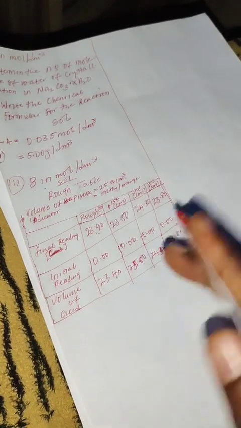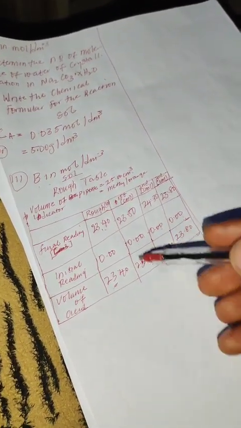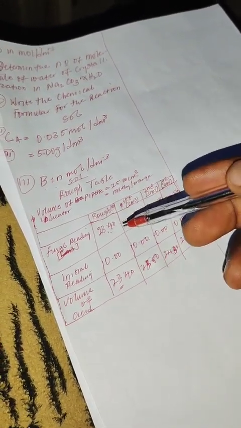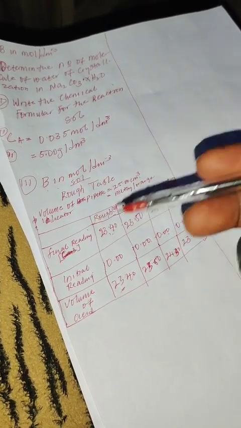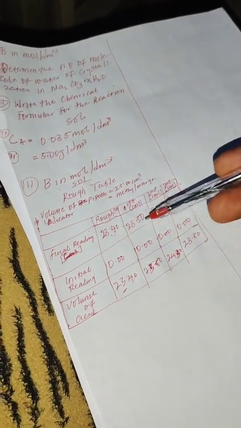23.80. So now we have been able to fill up the table. Now we are not making use of the rough. I told you the reason why we don't make use of the rough: it contains some amount of impurities due to little particles of water when you were rinsing or washing your burette and your pipette. So we don't make use of this. So we are going to make use of this.